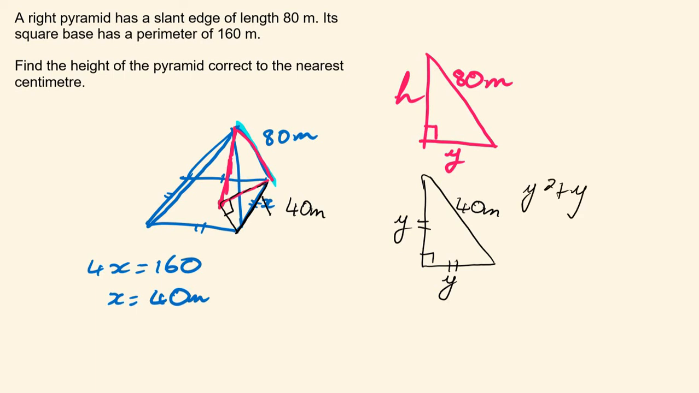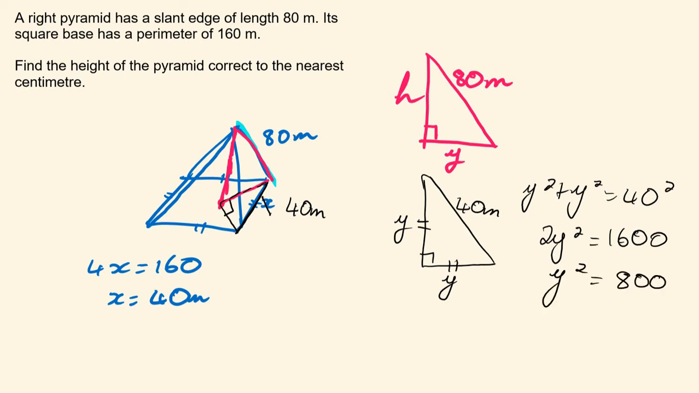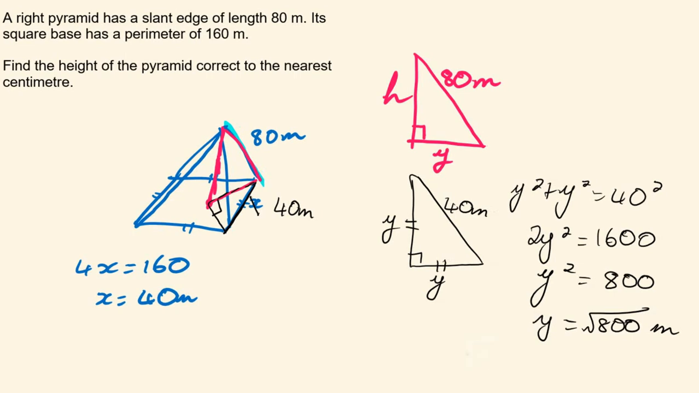y squared plus y squared equals 40 squared. 2y squared equals 1600. The difference in this question here is this 2 in front of the y squared. So we divide both sides by 2. And y is equal to root 800, of course, disregarding the negative. Don't really care what that's equal to. Keep it as an exact value for now. No need to necessarily simplify that.